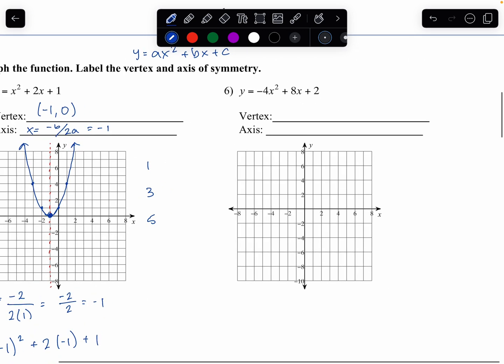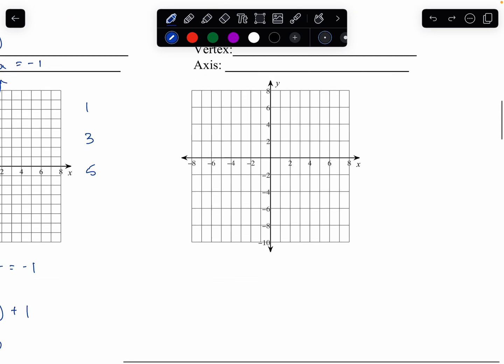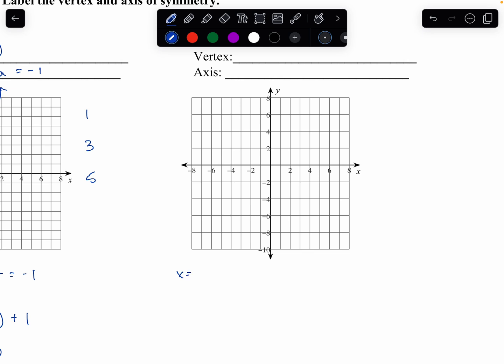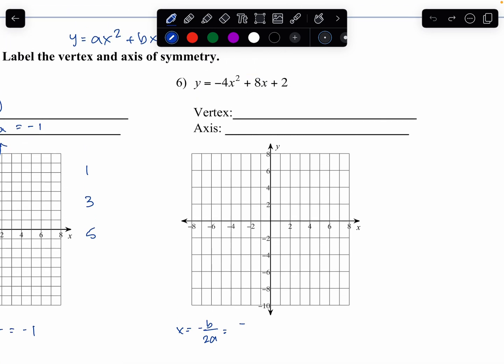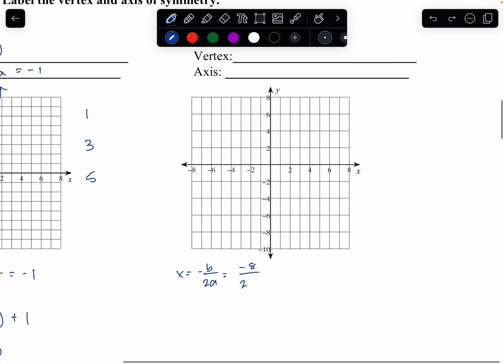Okay, let's try 6. This one might be a little bit different. Got a kind of a different number in the front, but still the same process. So we're going to use x is equal to negative b divided by 2a. So negative b is going to be 8, divided by 2 times a, which is negative 4. A is negative 4. So this will be equal to negative 8 divided by negative 8, which will just be positive 1. So my axis of symmetry is at x equals 1. So I'm going to go ahead and just draw that in here. Again, it's not required that you draw the axis of symmetry, but maybe some find it useful.